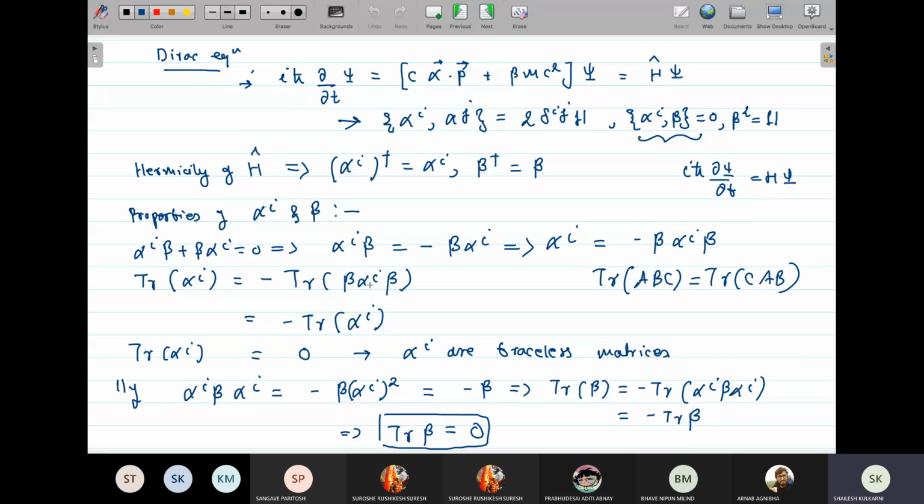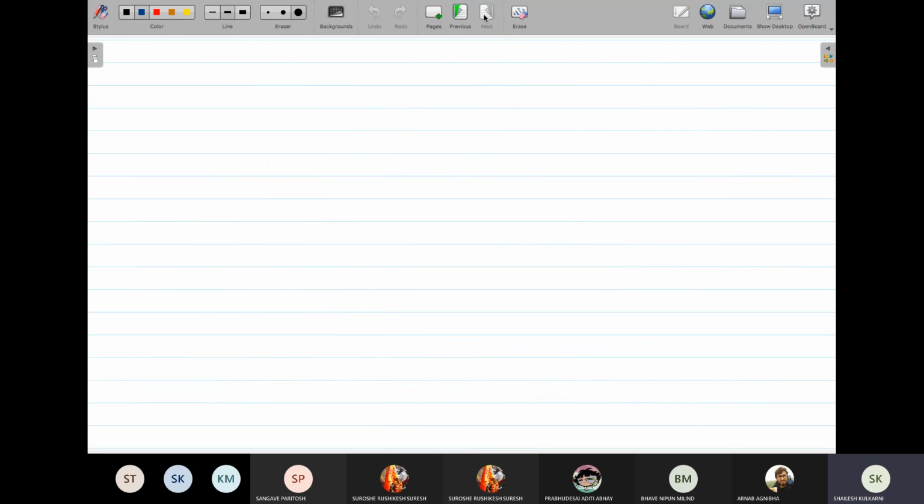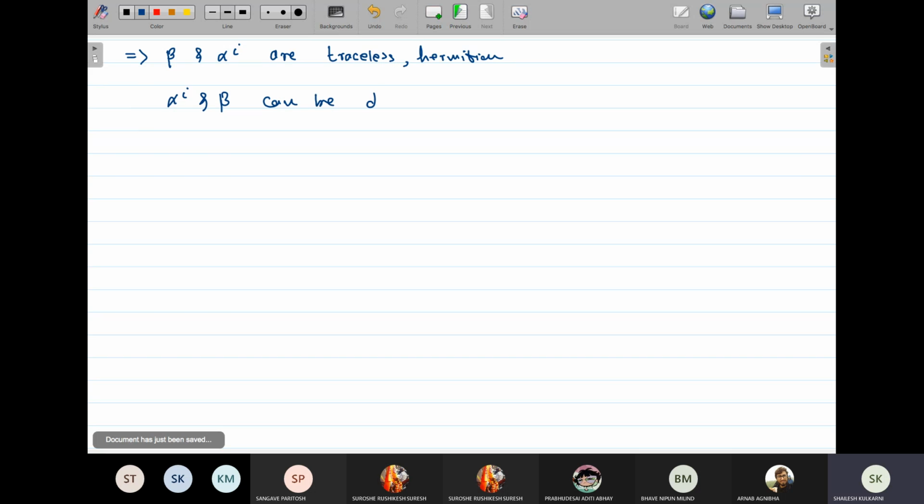Okay. So now I know that these matrices are traceless Hermitian matrices. So this implies that beta and alpha I are traceless and Hermitian matrices. The fact that these alphas and betas are Hermitian tells you what? It tells that these alpha I's and beta can be diagonalized. Right? Because you know that any Hermitian matrix can be diagonalized.